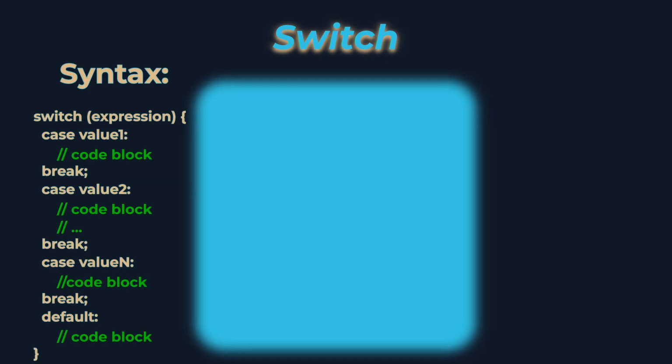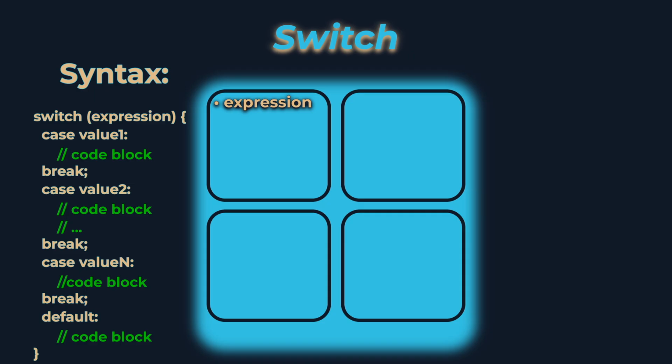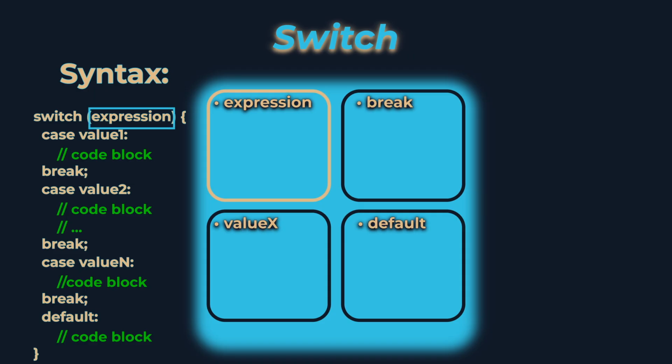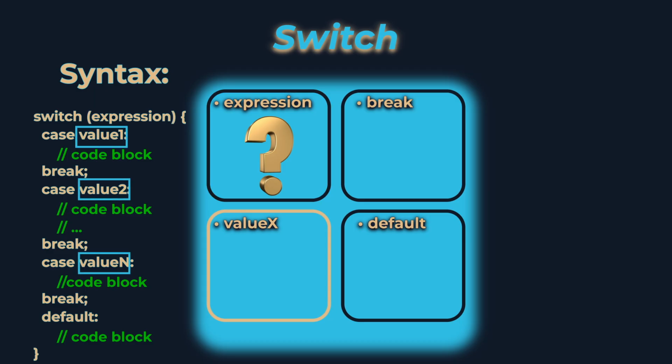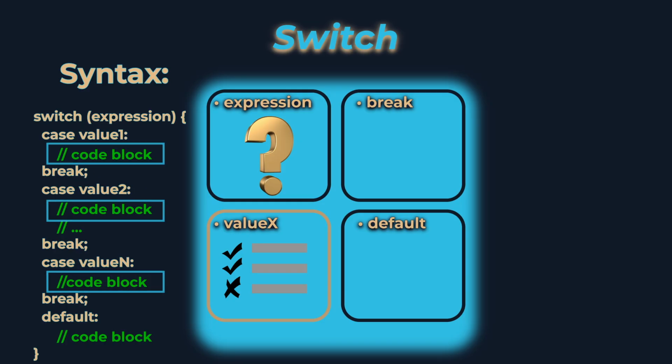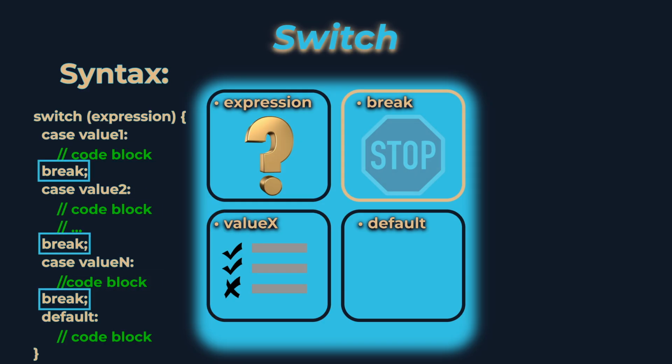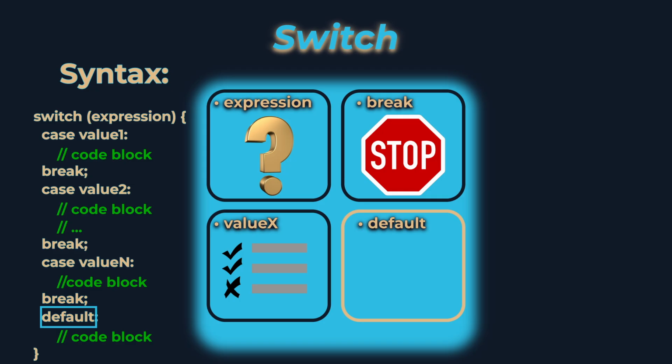Here's the syntax of the switch statement. This is the value we're checking. Think of it like the question we're asking over and over. Each case is a possible answer. If the expression matches this value, boom, this code runs. The break is like a stop sign. It tells JavaScript to stop checking other cases. And if nothing matches, we fall back to default, like a safety net.